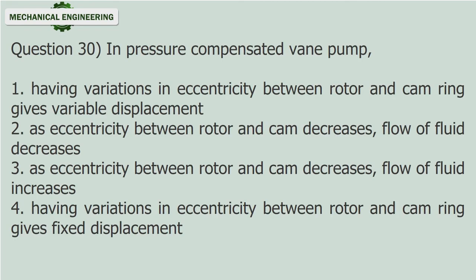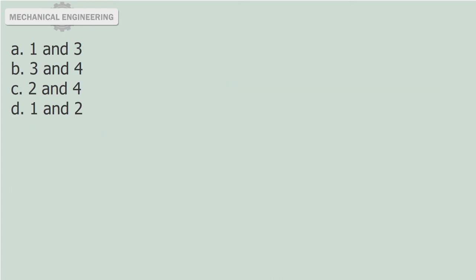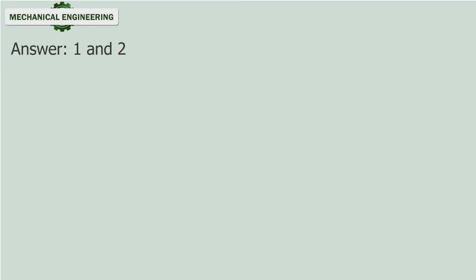Question 30. In pressure compensated vane pump. 1. Having variations in eccentricity between rotor and cam ring gives variable displacement. 2. As eccentricity between rotor and cam decreases, flow of fluid decreases. 3. As eccentricity between rotor and cam decreases, flow of fluid increases. 4. Having variations in eccentricity between rotor and cam ring gives fixed displacement. A. 1 and 3. B. 3 and 4. C. 2 and 4. D. 1 and 2. Answer: 1 and 2.